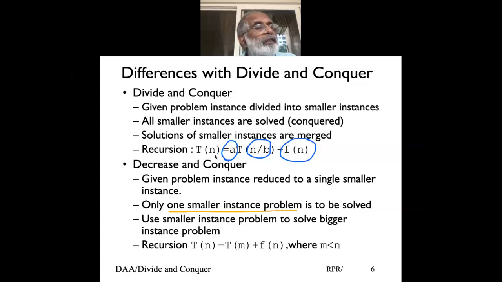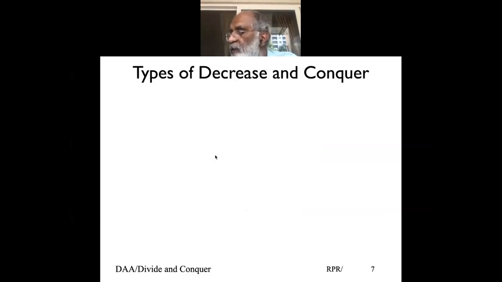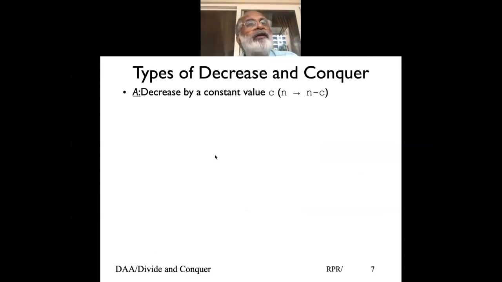So the recurrence relation for decrease and conquer becomes T(n) is equal to a smaller size problem T(m), where m is less than n, and then we have the conquer part: when you solve the problem of T(m), how do we use this solution to build upon T(n), and that's the work called f(n), which is the conquer amount of work. So let's look at how many different kinds of decrease and conquer approach there can be.